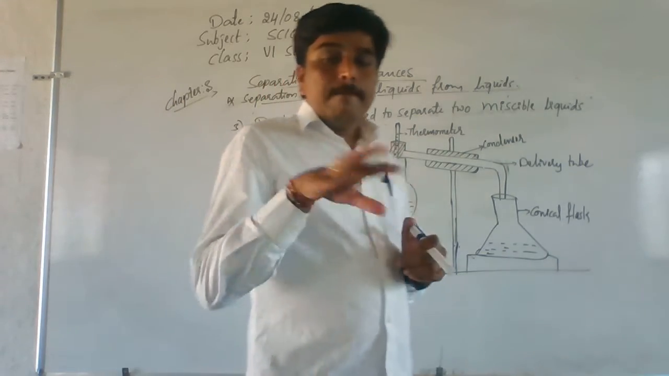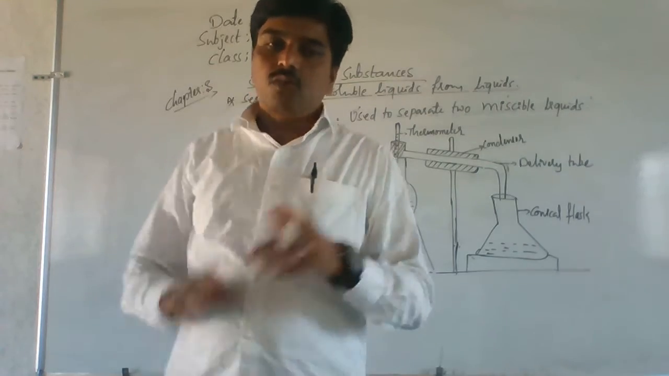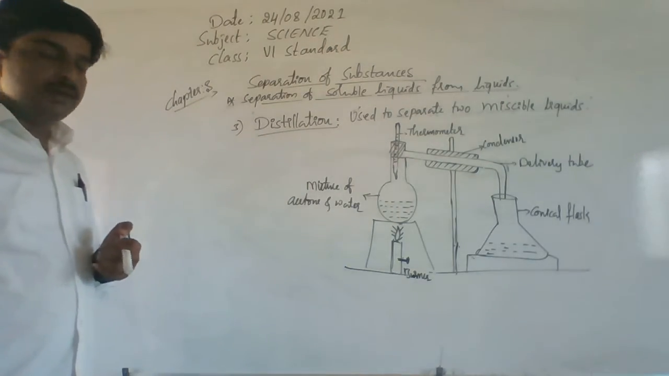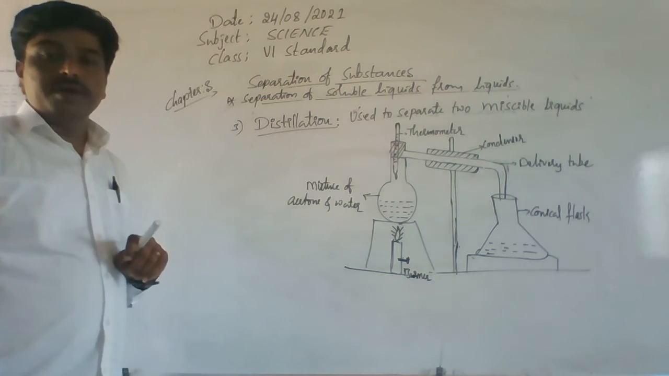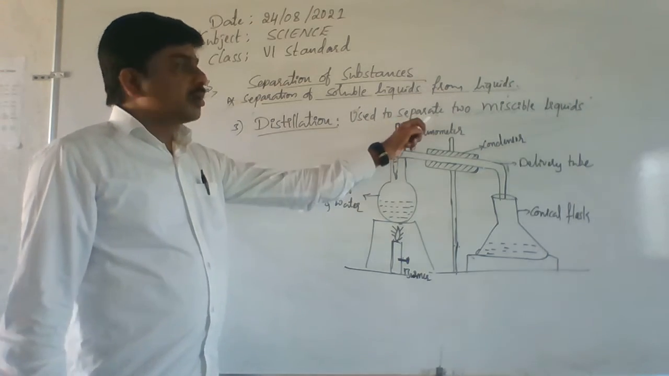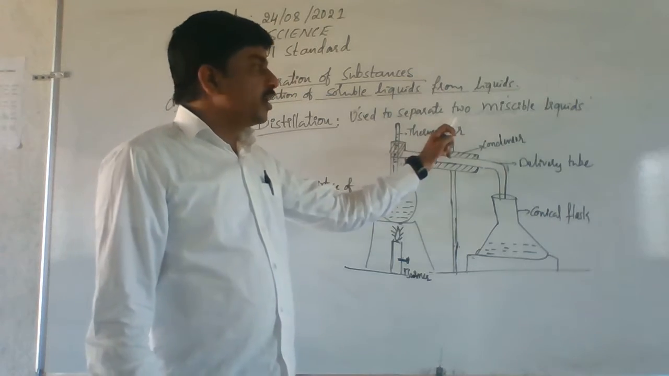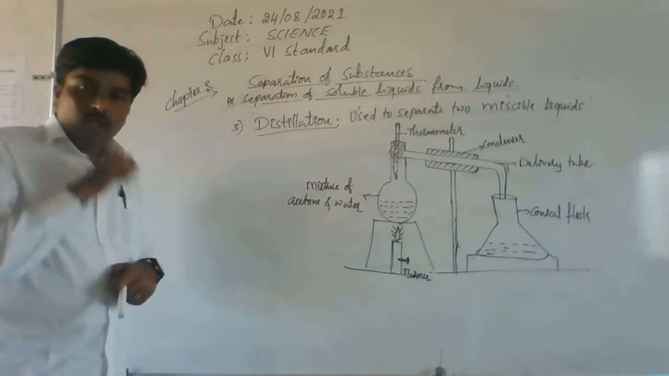Miscible liquids means a liquid dissolved in another liquid. How can you separate them? There is a very easy method, that is the distillation method. What is it? The distillation method is used to separate two miscible liquids from a mixture.